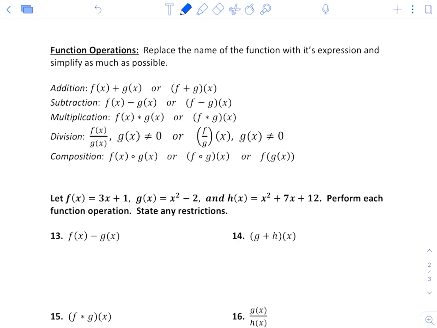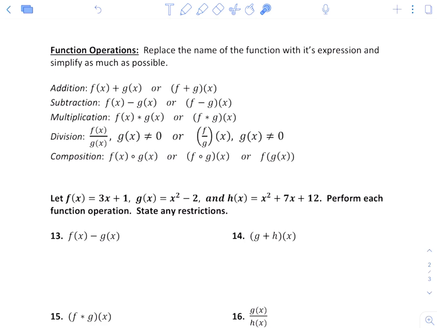So next we're going to be talking about function operations, where we will be adding, subtracting, multiplying, dividing, and composing functions together. So we are going to be working in function notation. So remember that the letter in front tells us the name of the function, and then what's on the inside tells us the variable that we are working with.